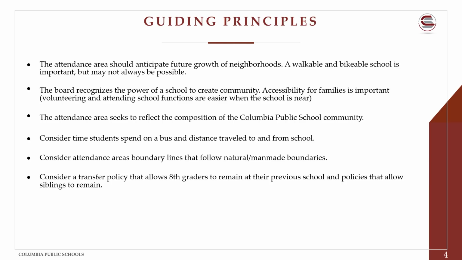These are the guiding principles that we utilize in this process. These principles were developed by the school board. The attendance area should anticipate the future growth of neighborhoods. A walkable and bikeable school is important, but may not always be possible. The board recognizes the power of a school to create community. Accessibility for families is important. Volunteering and attending school functions are easier when the school is near. The attendance area seeks to reflect the composition of the Columbia Public School community. Consider the time students spend on a bus and distance traveled to and from school. Consider attendance area boundary lines that follow natural and man-made boundaries.